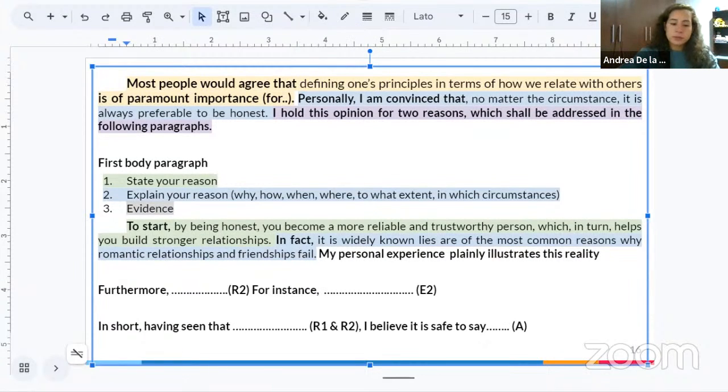What do I write? Any ideas? No ideas, really? Come on, guys, think about it.